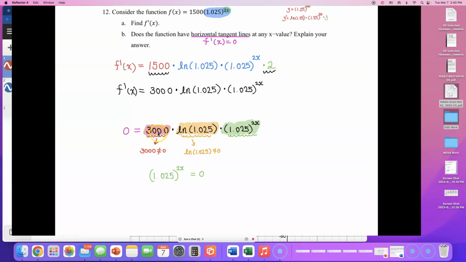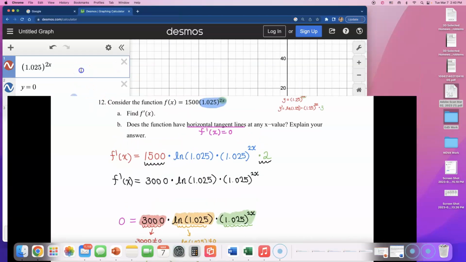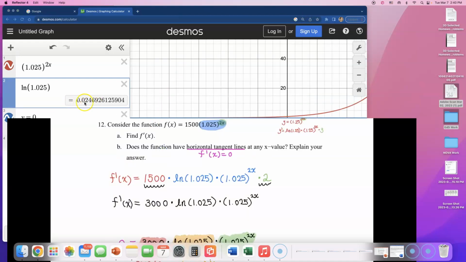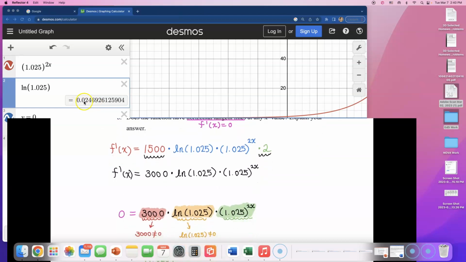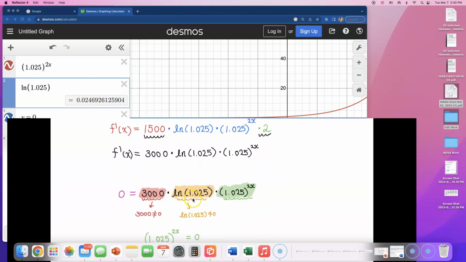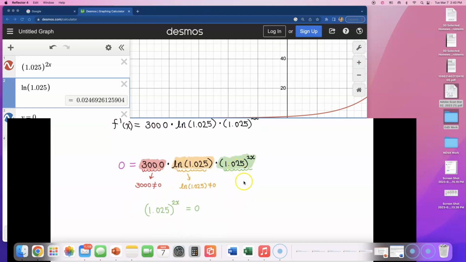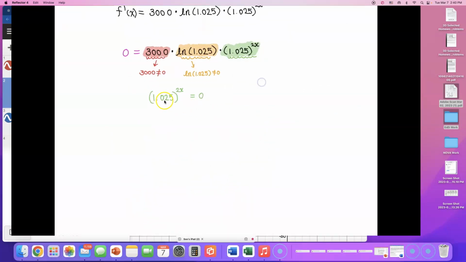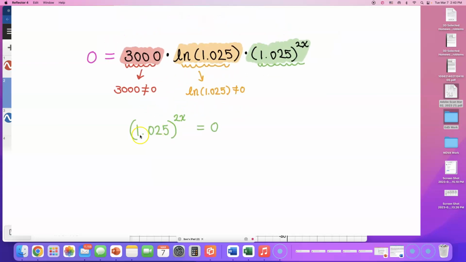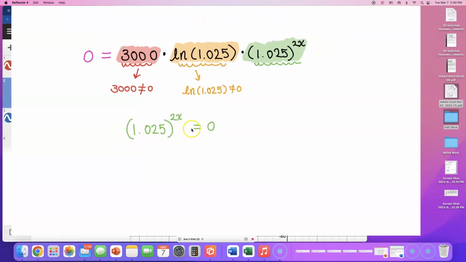The first one, 3,000, is never going to be 0. This orange number, by the way, if you're wondering what that number is, let me type that in real quick, okay? If you type in natural log of 1.025, that decimal is like 0.024. It's pretty close to 0, but that's not 0, right? So the orange one will never be equal to 0. And this green one, we solved from the graph, and also we tried to take natural log of both sides. You cannot raise any number to a certain power and get 0, okay?